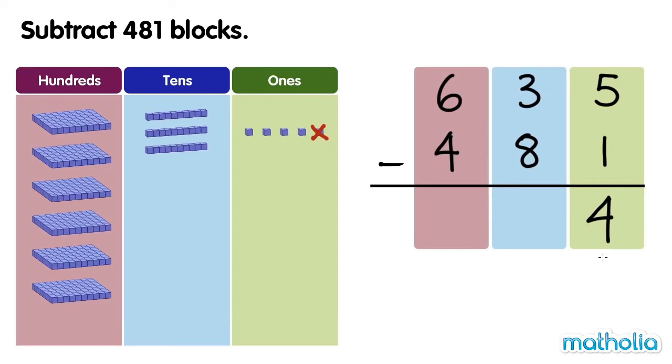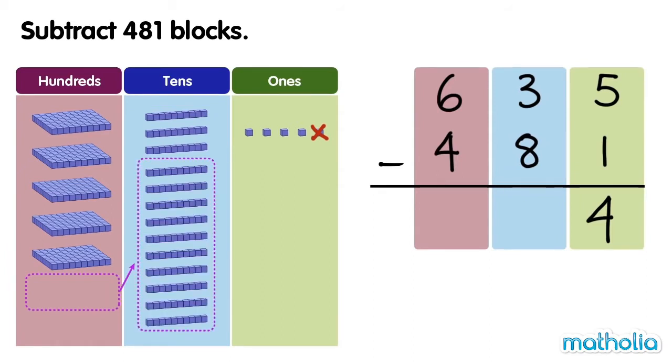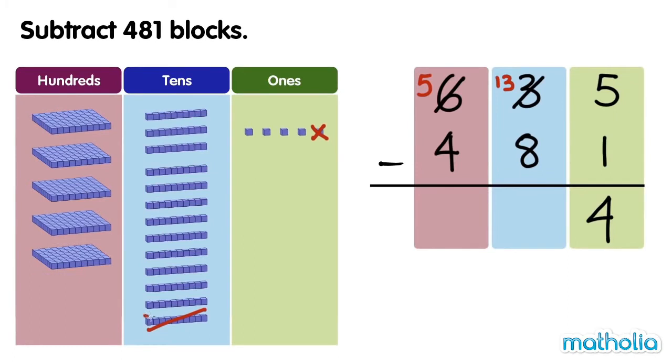We cannot subtract 8 tens from 3 tens, so we regroup 1 hundred into 10 tens. Now we have 5 hundreds and 13 tens. Now we can subtract the tens. 13 tens minus 8 tens equals 5 tens.